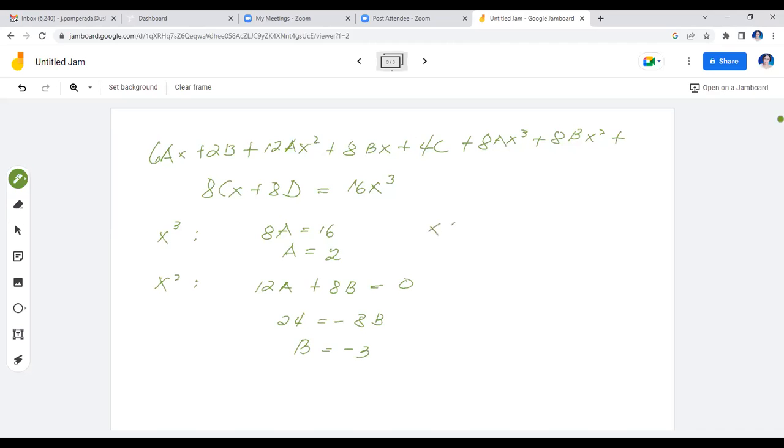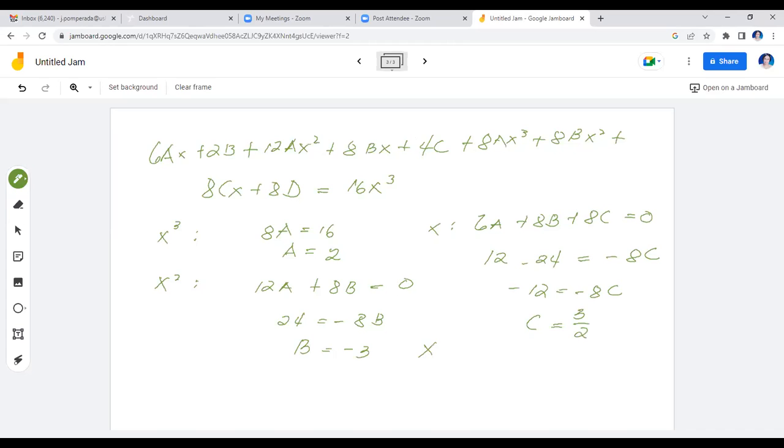Then you can have the x. So for the x, you have 6a plus 8b plus 8c, still 0. We don't have x here. So we have a 12 here as 6 times 2. We have here negative 24 as 8 times negative 3. And might as well transfer it on the right. So negative 8c. So negative 12 is equal to negative 8c. So c is equal to 12 over 8, or that would be 3 over 2, dividing 12 and 8 by 4.